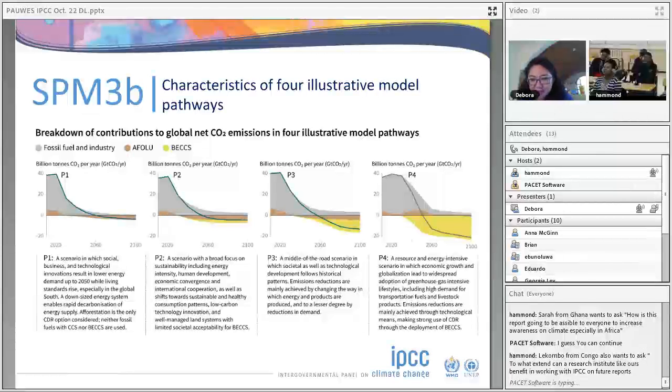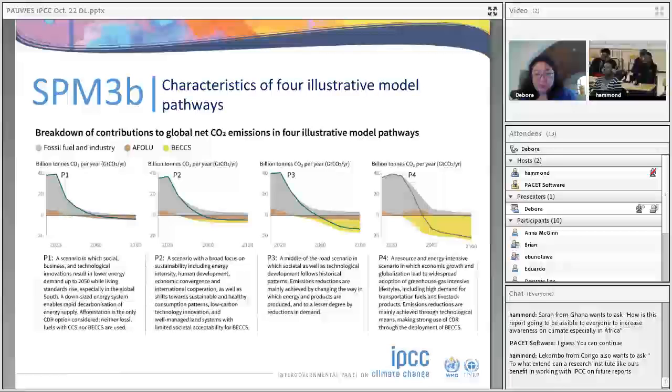To what extent can a research institute like ours benefit from working with IPCC on future reports? As you all might know, IPCC does an assessment of the current literature. IPCC does not create new science or knowledge. It assesses what there is to date.